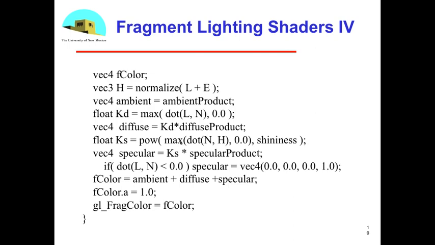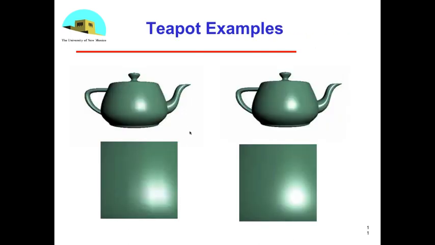Well, here are two examples of the teapot to try and show you the difference between per vertex and per fragment shading. This is the per vertex shading here, and here's a little area around the specular highlight blown up. Here's the same thing done by per fragment lighting, and I hope you can see on the video that this is a much sharper highlight than what you got with per vertex shading. And certainly this will depend some.